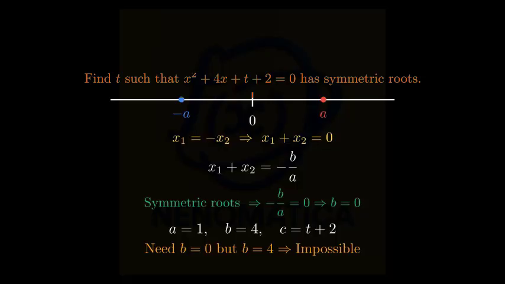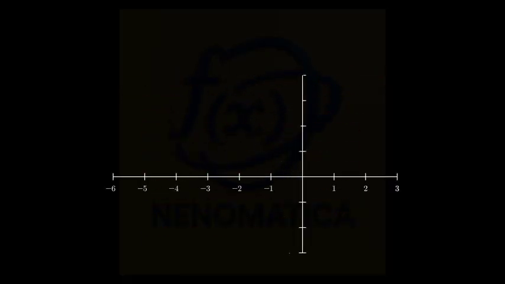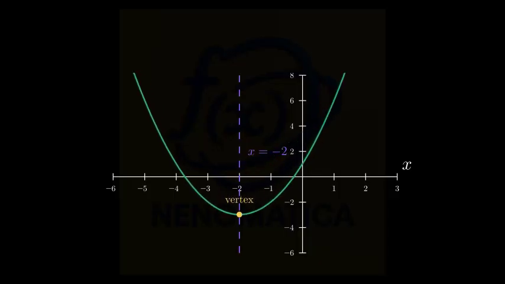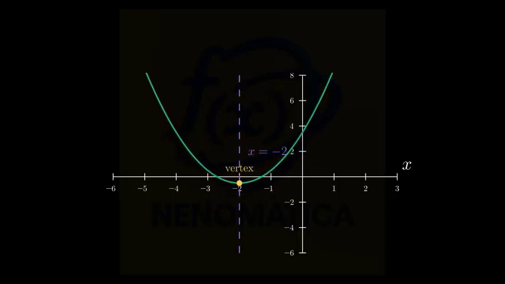Let us also see this visually. Consider the graph of y equals x squared plus 4x plus t plus 2. The axis of symmetry is at x equals negative b over 2a, which is negative 2, and does not depend on t. Changing t just shifts the parabola up or down, but never moves its axis to 0. So the two x-intercepts, when they exist, cannot be symmetric around 0 for any t.